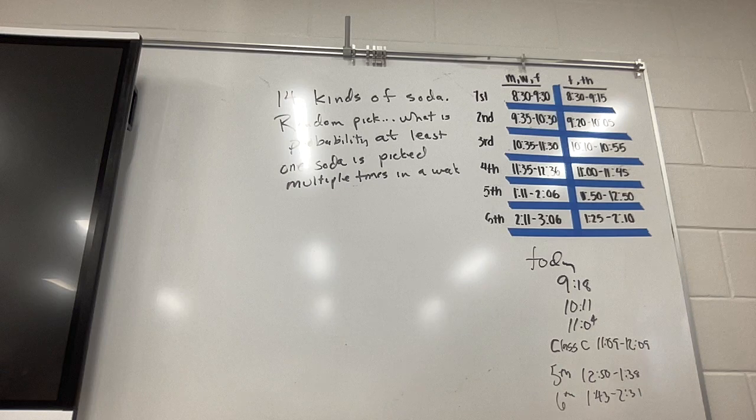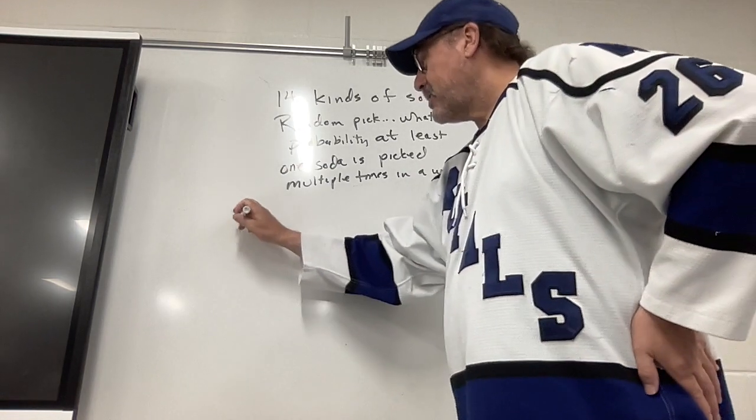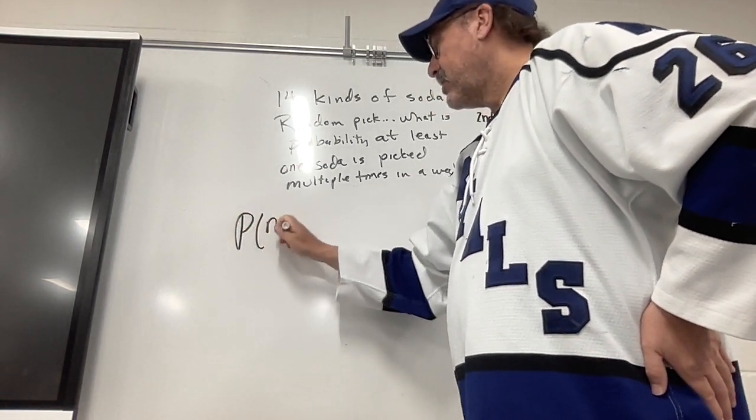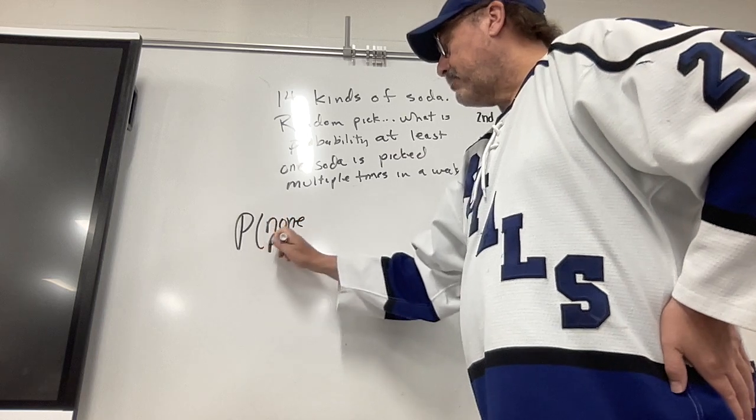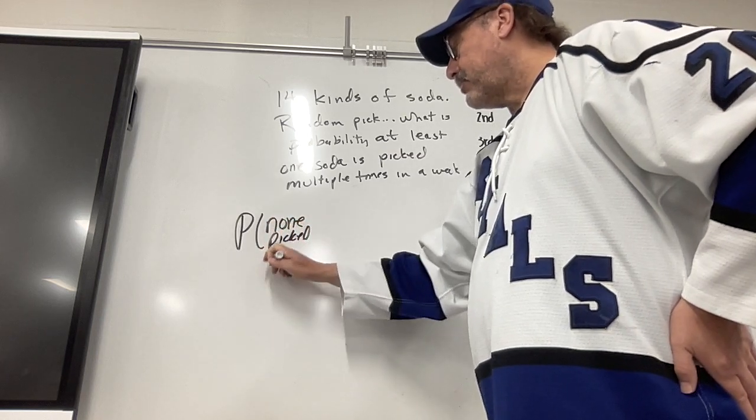All right. There are 14 kinds of soda. Somebody randomly picks one each week. Pick one, pick one, pick one, pick one. The probability that at least one soda is picked multiple times in a week. All right. So we go about these by finding the probability that none are picked multiple times.